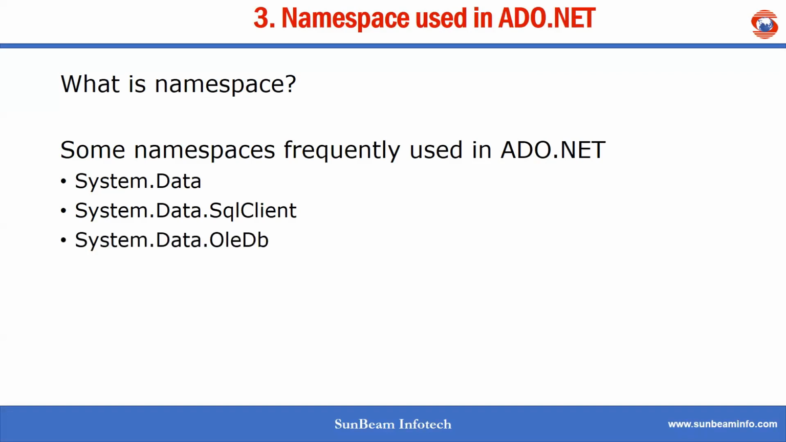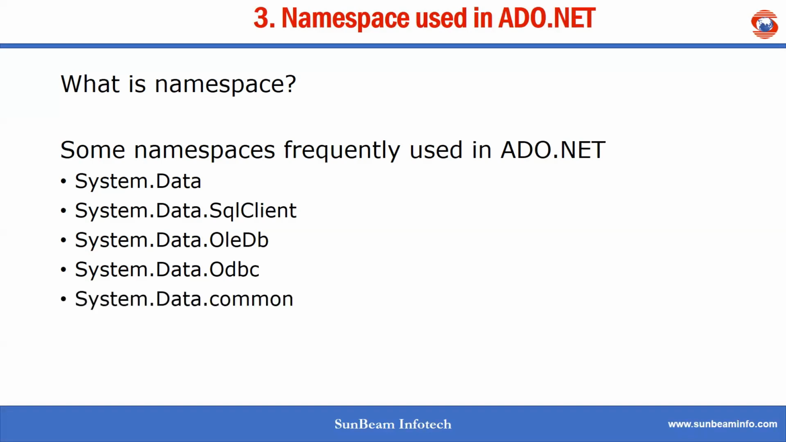Next one is System.Data.OleDb. This namespace provides classes for working with OLEDB data sources. It includes classes such as OleDbConnection, OleDbCommand, OleDbDataReader, and OleDbDataAdapter. Next one is System.Data.Odbc. This namespace provides classes for working with ODBC data sources. It includes classes such as OdbcConnection, OdbcCommand, OdbcDataReader, and OdbcDataAdapter.